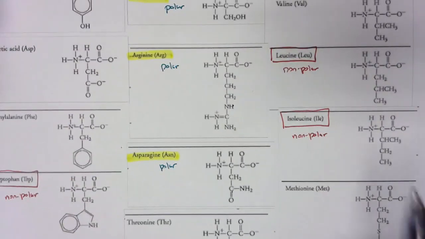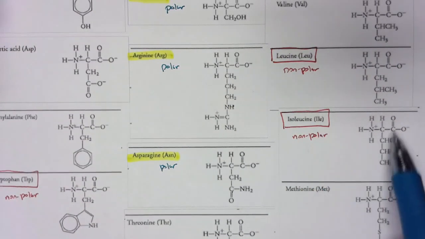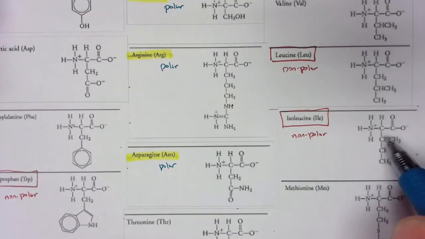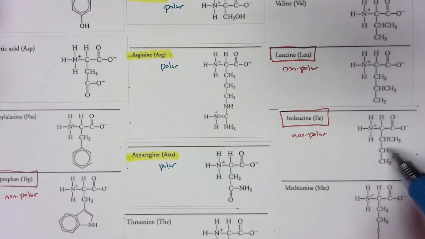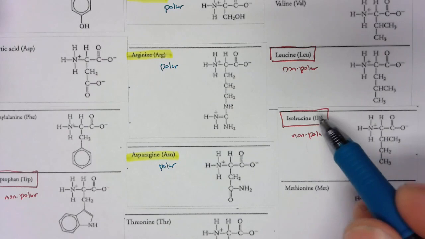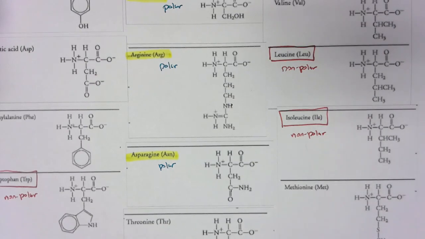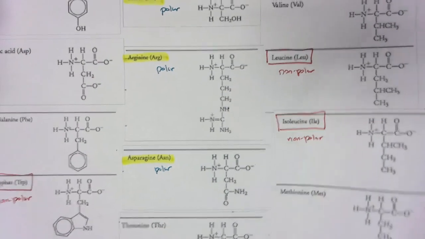Over here with leucine and isoleucine, both of these, at least in their side chains, are entirely nonpolar. There's no polar bonds in any of these side chains. So that's why they are in the nonpolar grouping. Okay, let's move on to question 2.